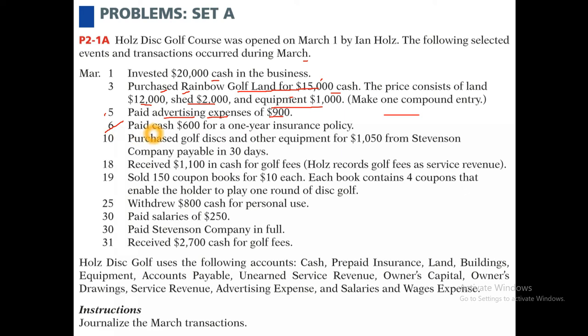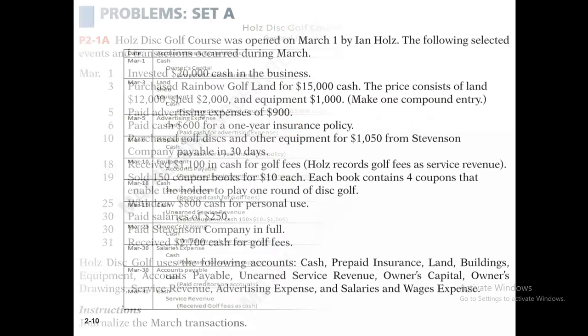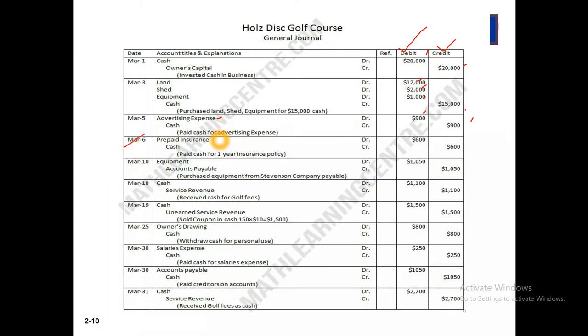March 6, paid cash $600 for a one year insurance policy. This is paid in advance, so prepaid insurance will be debit and cash will be credit. So March 6, prepaid insurance debit 600 and cash credit 600.